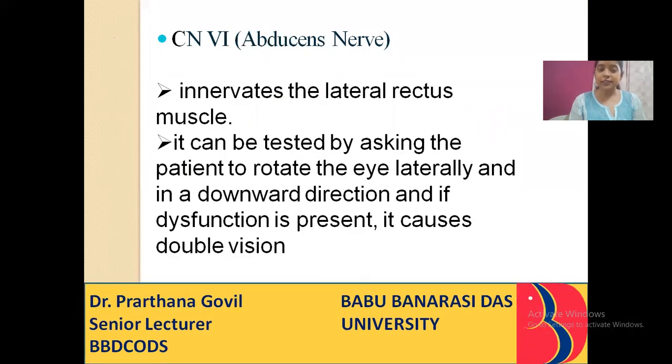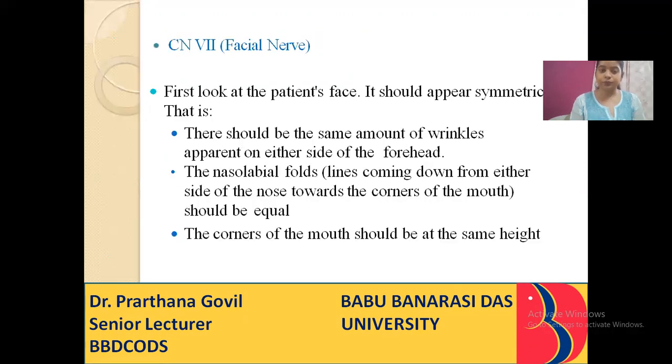Cranial nerve 6, that is the abducens nerve, innervates the lateral rectus muscle. It can be tested by asking the patient to rotate the eye laterally and in a downward direction, and if dysfunction is present, it causes double vision.